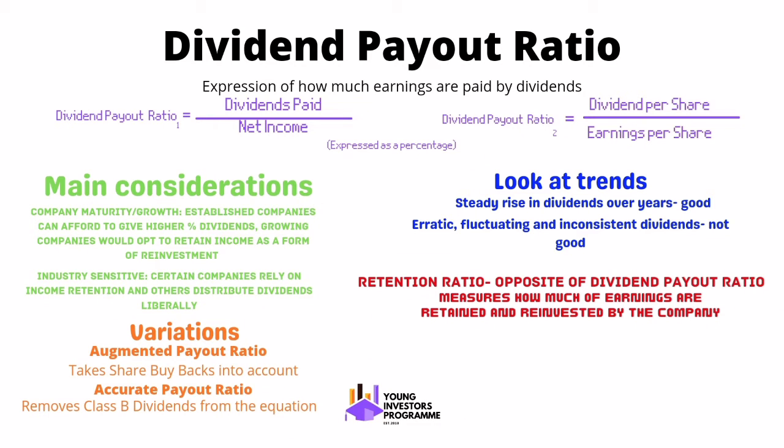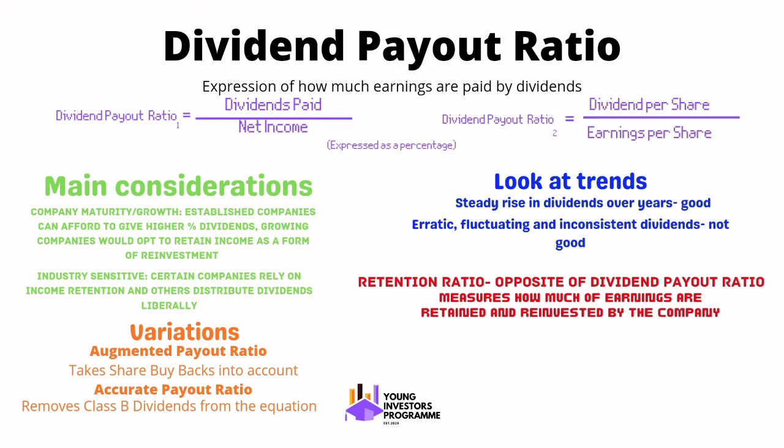So then starting on the dividend, boys, we will start with dividend payout ratio. We will be discussing this in a little bit more detail when we do dividend yield in the next one or two. It's basically an expression of how much earnings are paid by dividends. There are two possible formulae you can come up with: either dividends paid divided by net income or dividend per share divided by earnings per share. It's very similar to the one we did previously, where you just either multiply by the amount of shares or not. The main considerations would be company maturity or growth.